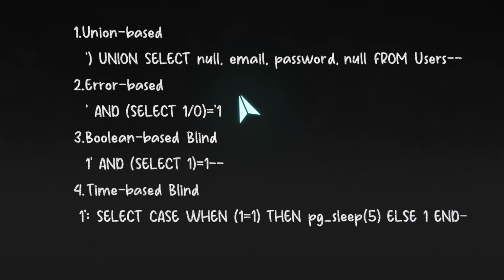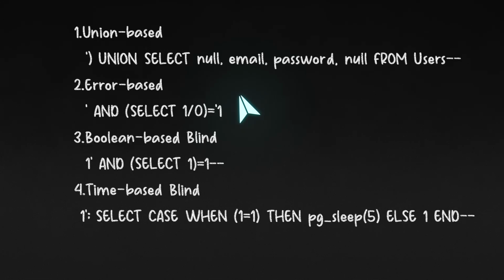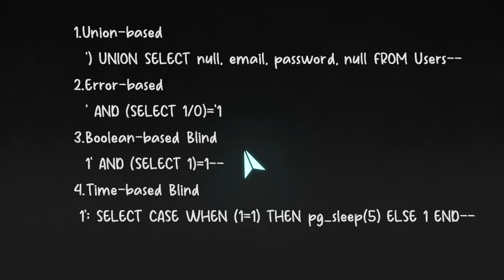The second type of attack is error based, where you use some kind of error like 1 divided by 0. This causes a division by 0 error, which may cause the database or the application to disclose its structure or its version. The third is the Boolean based blind. Here it is a blind attack where the application returns a normal response if the condition is true, and it returns an empty or error response if the condition is false.